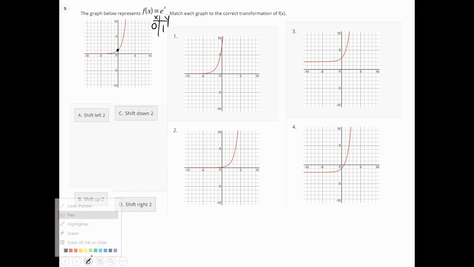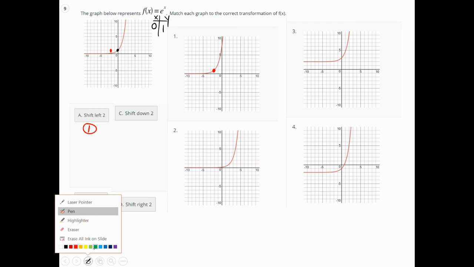So I'm going to go through the shifts and start with A, where it says shift left 2. So if I shift that point left 2, that would put that point right there. Then I'm going to look at the graphs and see which graph has a point that's right there. And it looks like number 1 has that same point. So this would be number 1.